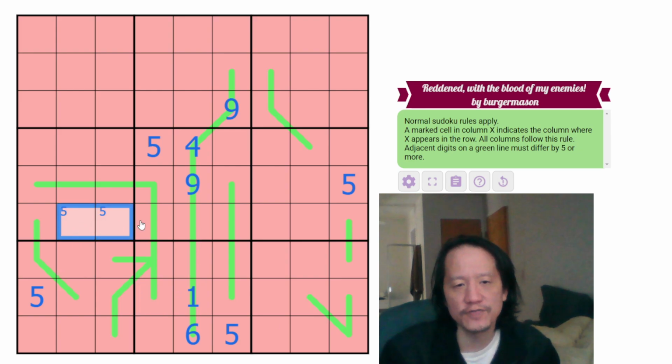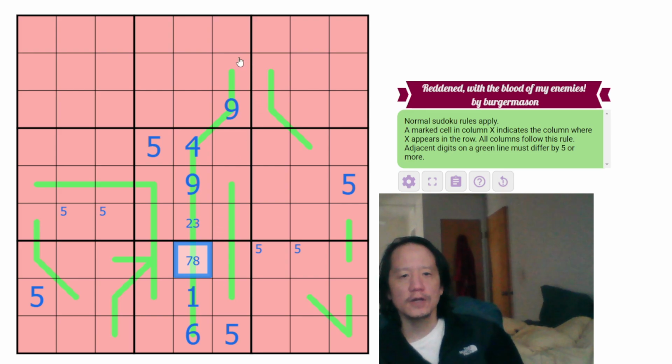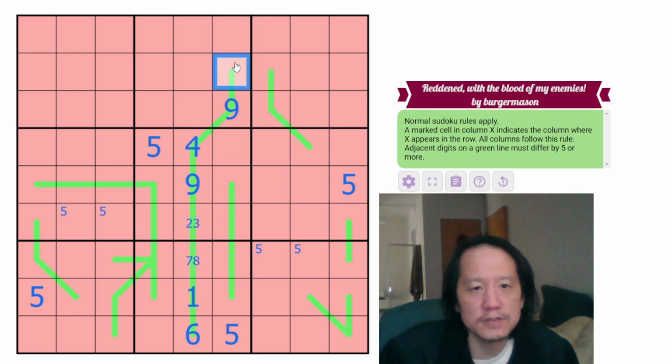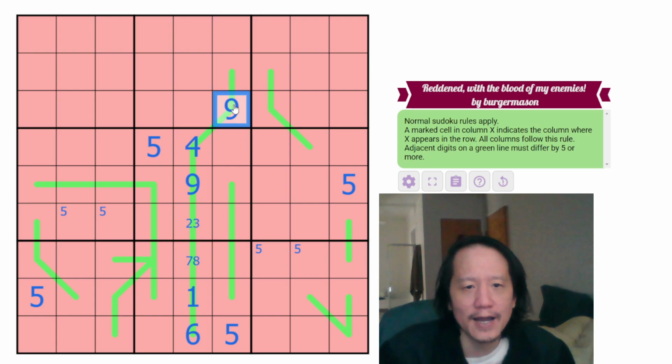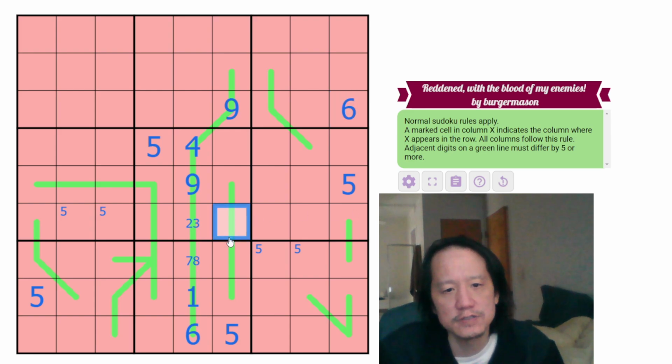If one of these is a 5, that would mean the 2 or the 3 would have to be the position for it. So this is 2 or 3. And this has to be 7 or 8, which means 5 has to be one of these two, which fits. Okay, so this 9 says that 6 is in the 9th position, so this has to be a 6. We already have that pair. We have this pair.